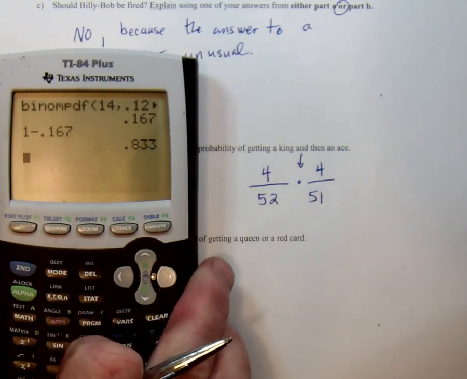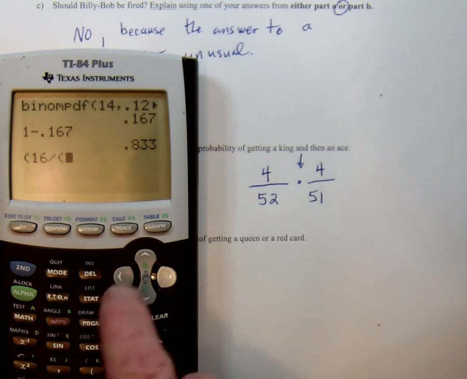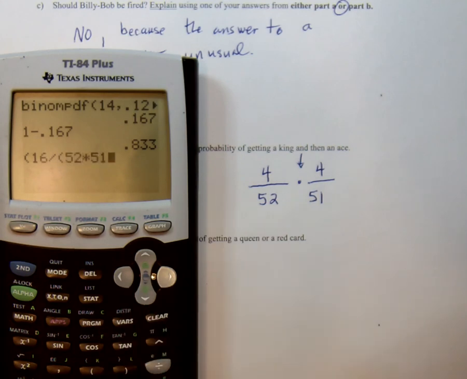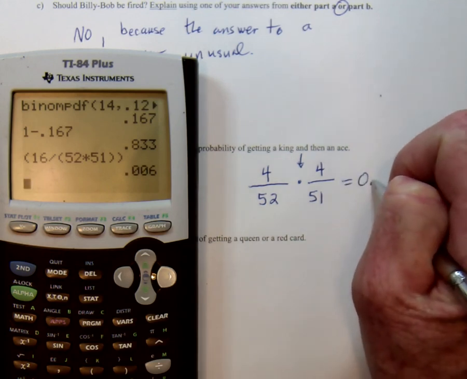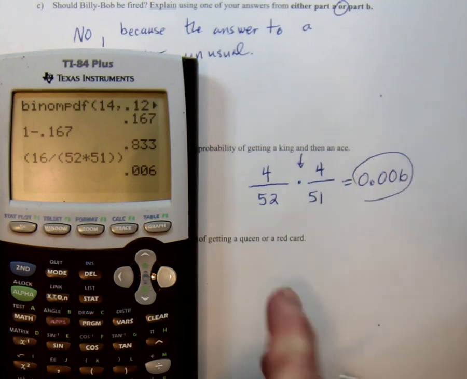So then, this would be 4 times 4 is 16 on the top. On the bottom, I need 52 times 51, and I'm going to put them in parentheses so that they're both in the denominator. So 0.006. So that would be unusual.